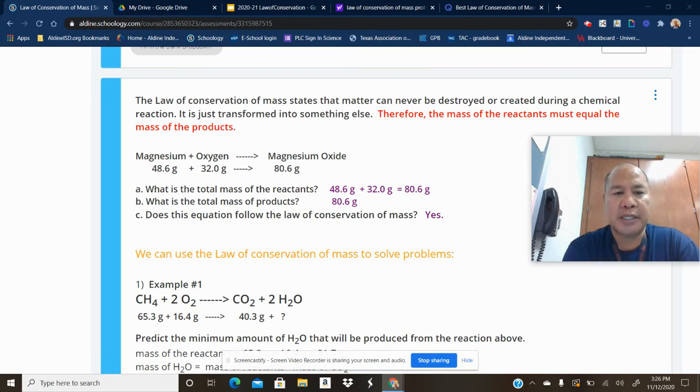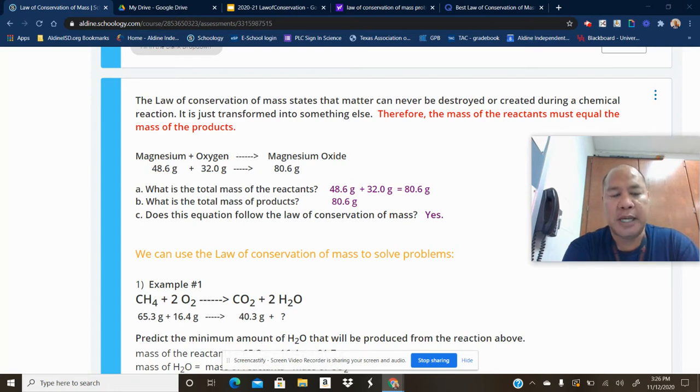As we know already, the Law of Conservation of Mass states that matter can never be destroyed or created during a chemical reaction. It's just transformed into something else, and therefore the mass of the reactants must equal the mass of the products because nothing is destroyed, nothing is thrown away.